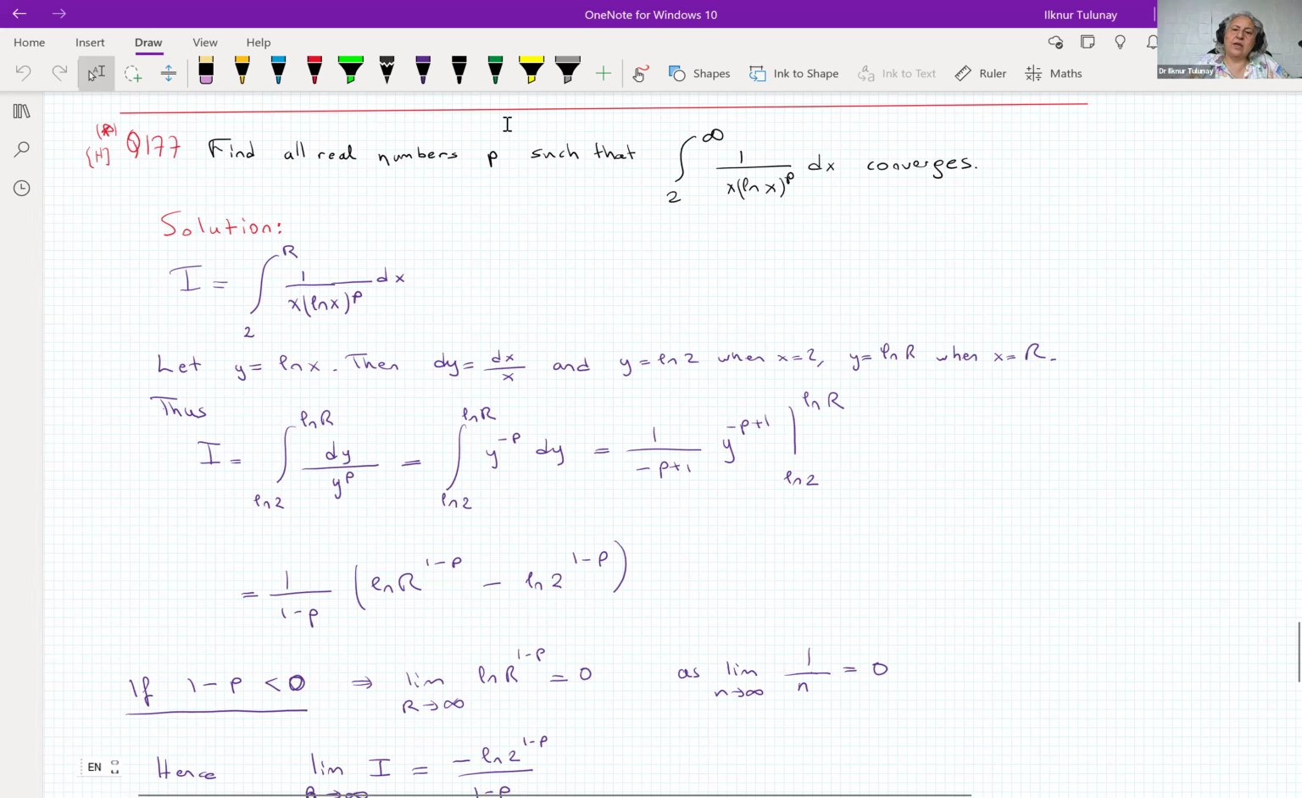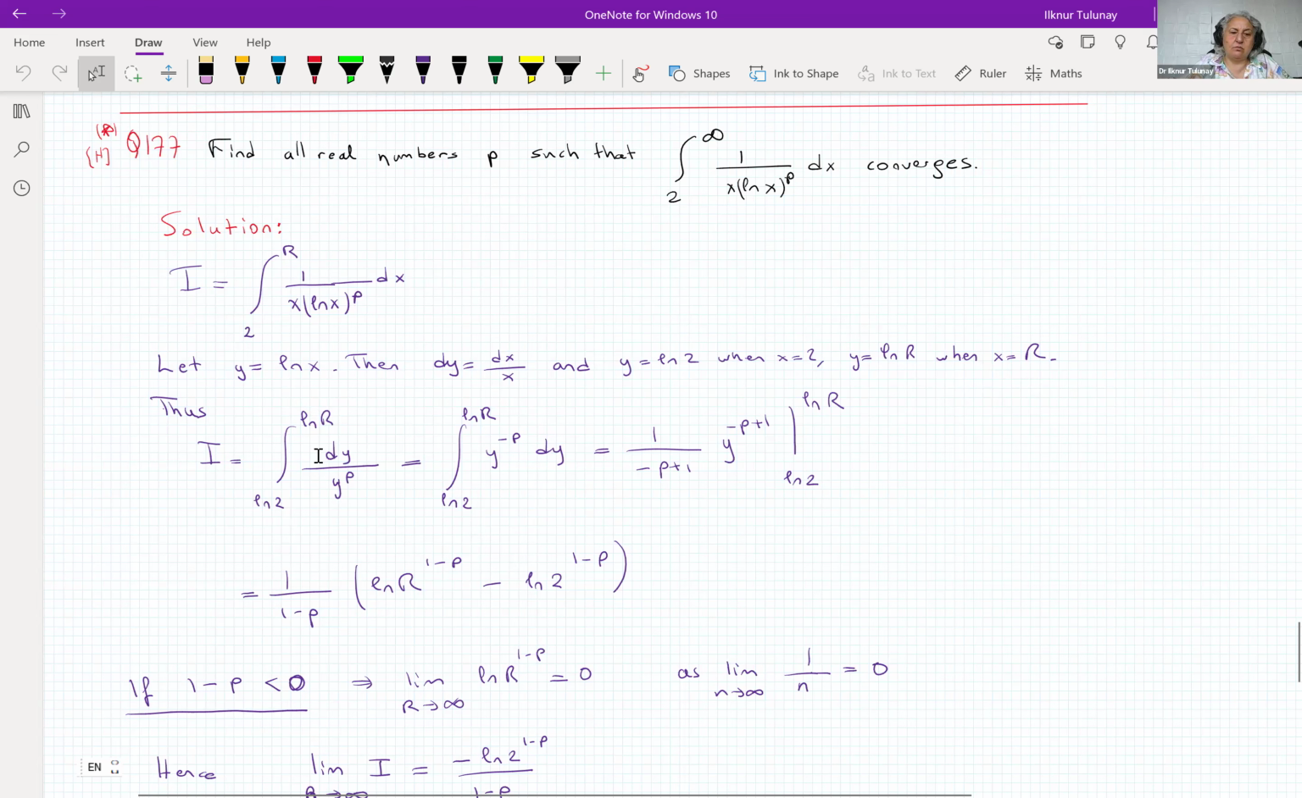Here, we would like to figure out for what kinds of p this integral converges. That's the question. So let's call this integral from 2 to r, I. Let y be equal to ln x. Let's change the variable. dy will be dx over x. So when x is equal to 2, y is equal to ln 2. I'm looking at the boundaries here. When x is equal to r, y is equal to ln r. So the boundaries from 2 to r become ln 2 to ln r.